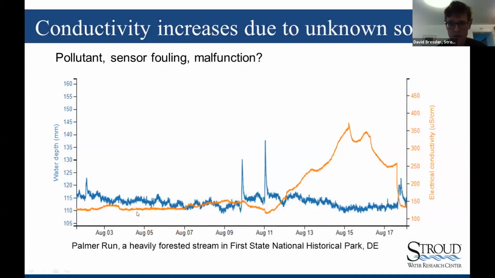Also, just keeping an eye out for and seeing random increases in conductivity.